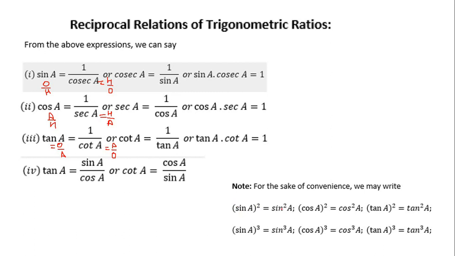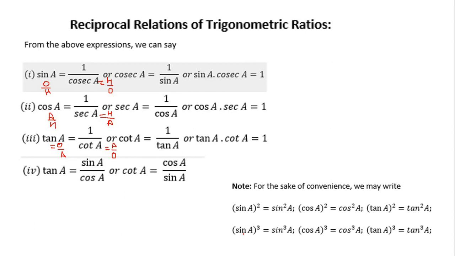Sin A whole square we can write as sin square A. Also we can call it sin square A instead of sin A whole square. In a similar way, cos A whole square can be written as cos square A, and tan A whole square can be written as tan square A.